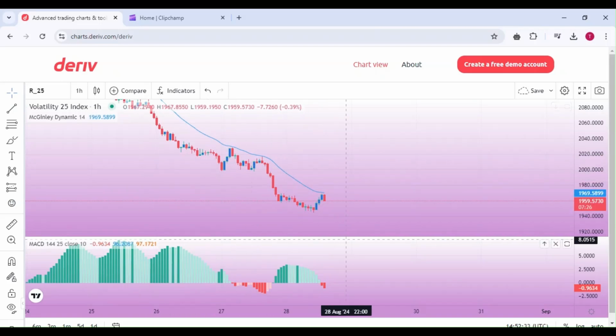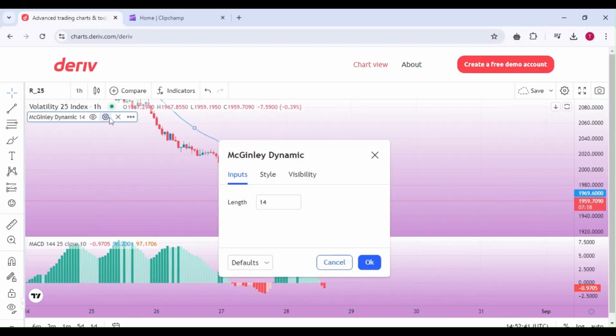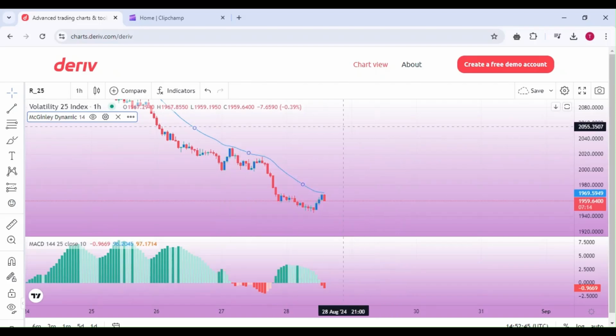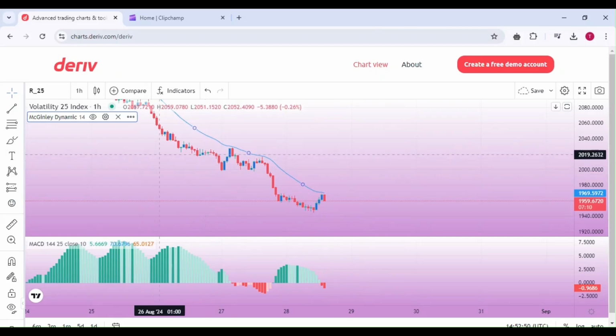Then the opposite happens when you see red bar candlesticks heading downwards on your MACD area. Take a good buy. All this should happen while still observing the McGinley Dynamic. In case of taking a buy, let the indicator on your chart be below the candlesticks, and the opposite for considering a sell. Let the McGinley Dynamic on the chart be above the candlesticks.